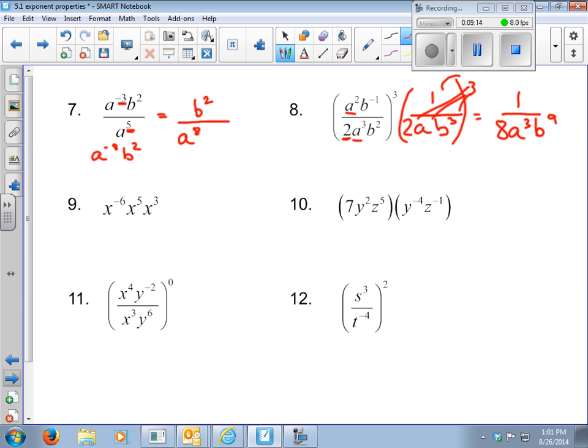Number 9, product property is just adding all of these powers together. Negative 6 plus 5 plus 3. Hopefully you got x squared.